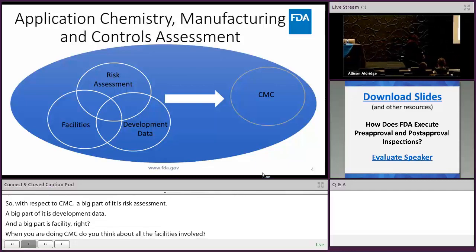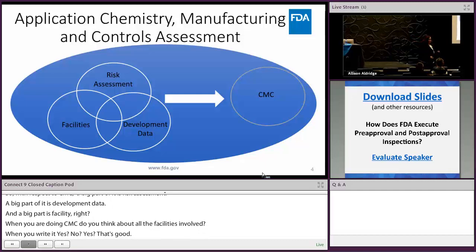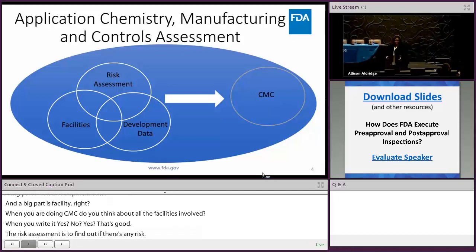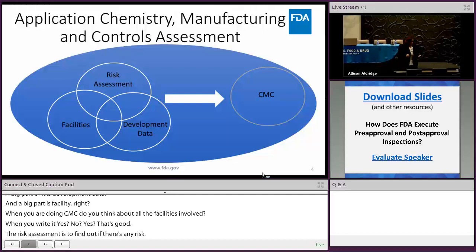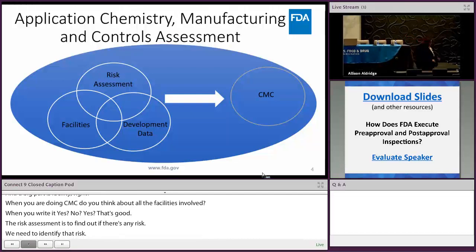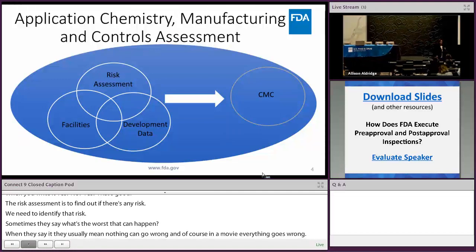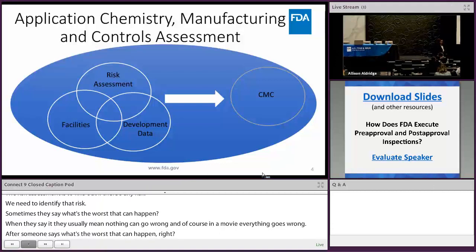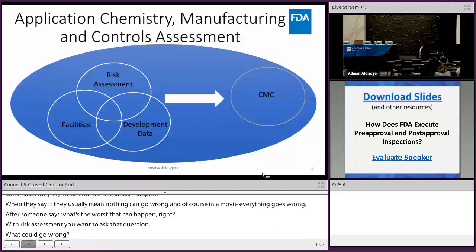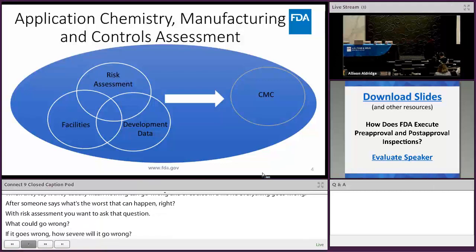Well, the risk assessment is to find out if there's any risk. We need to identify that risk. You know, in a lot of movies, they say, what's the worst that could happen? But when they say that, they're usually meaning nothing could go wrong. And of course, in a movie, everything goes wrong after somebody says, what's the worst that could happen, right? Well, with a risk assessment, we want to ask that question. What could go wrong? And if it goes wrong, how severe is it going to go wrong, right? Also, what is the probability that it's going to go wrong? Those are the things we want to think about when we're doing our risk assessment.